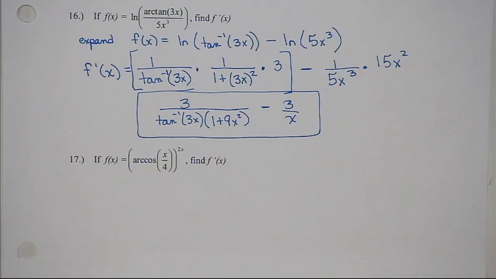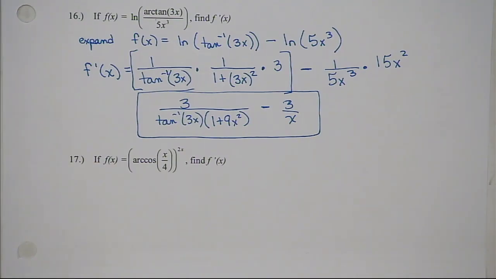All right, so the last one, what do I got to do with that? I got an x in the base, and I got an x in the exponent. So that's the only way I can find the derivative. That's what we learned last week. That's logarithmic differentiation. Anytime you see the variable x as a base and the variable x in the exponent, you must, no choice, do logarithmic differentiation.